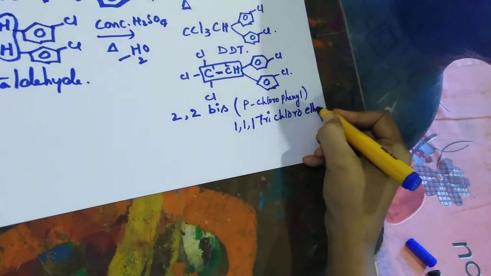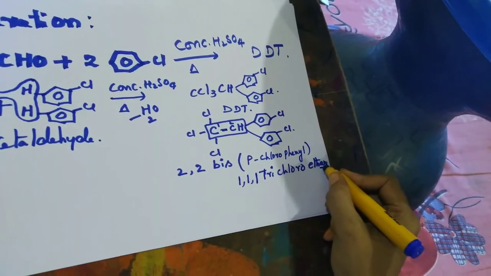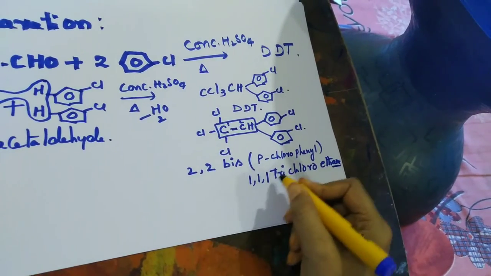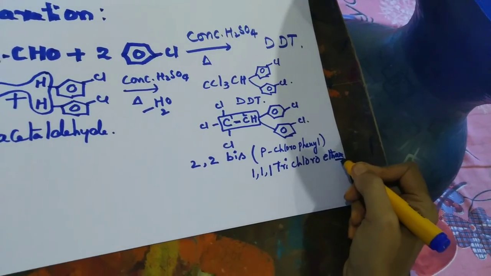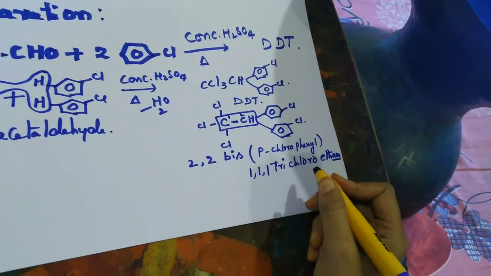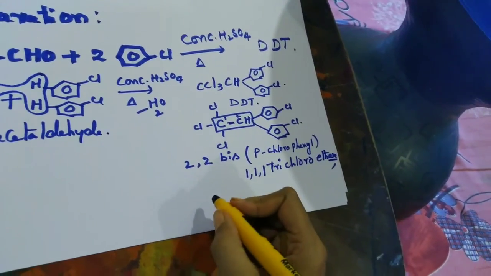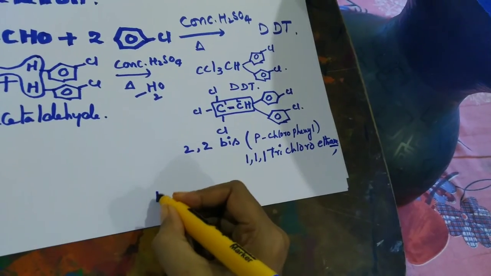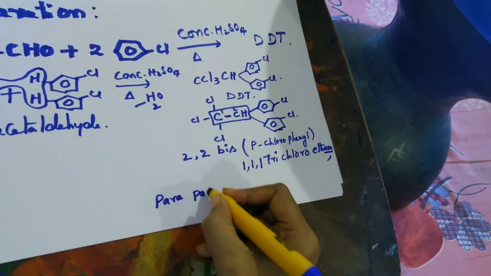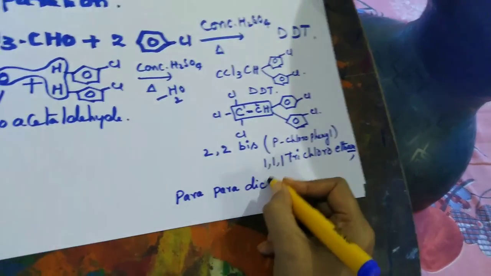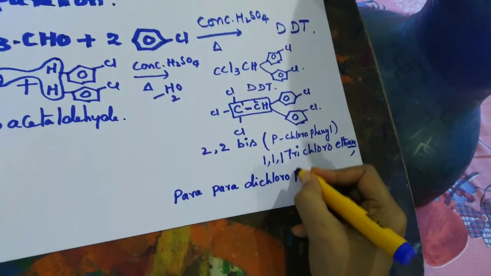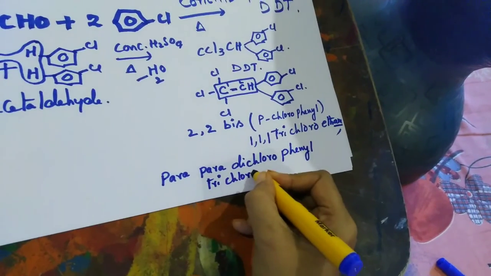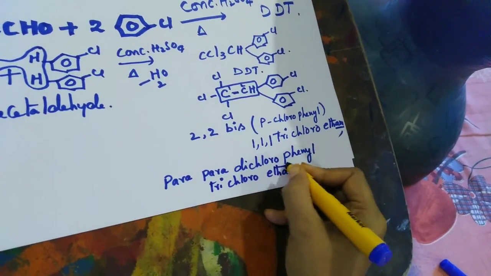So we write ethane, where a single bond is represented as 'ane'. So 2,2-bis(parachlorophenyl)-1,1,1-trichloroethane is also called DDT. Again, this can be written with the phenyl ring containing a chlorine group in the para position, so we can also write it as para dichlorophenyl trichloroethane.